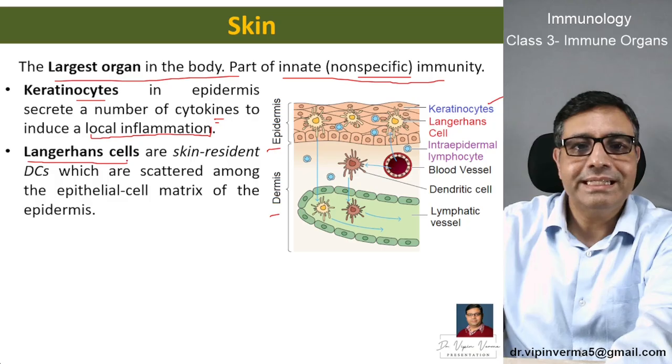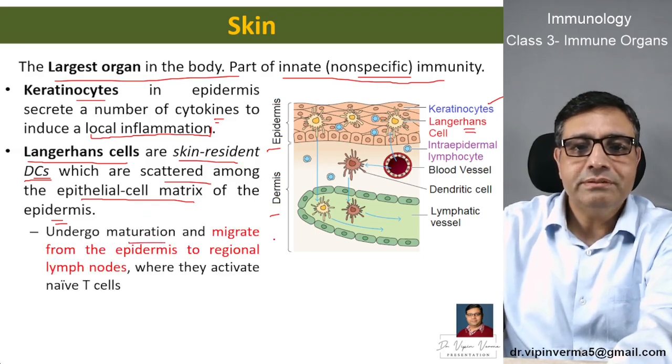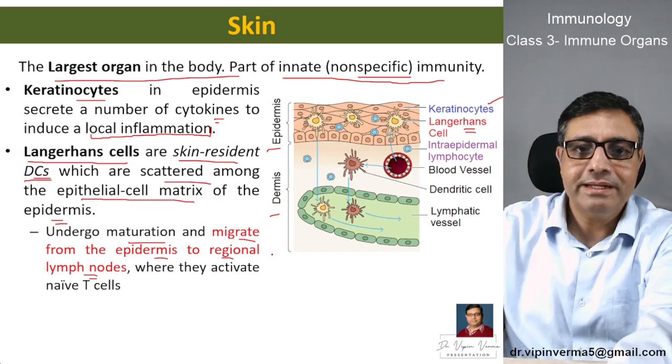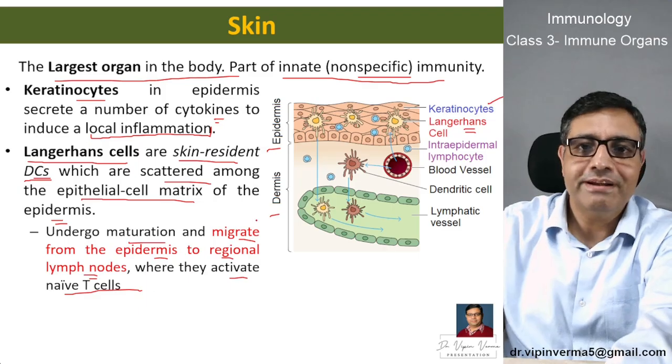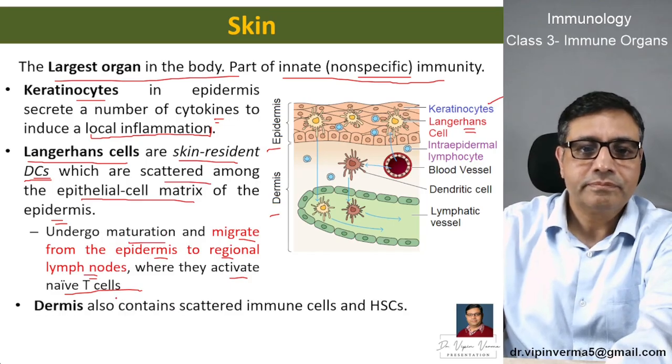Then we have the Langerhans cells, which are skin resident dendritic cells with phagocytic activity, and they are scattered among the epithelial cell matrix of the epidermis. Okay, so in the epidermis you can find these Langerhans cells. They undergo maturation and migrate from the epidermis to regional lymph nodes. After maturation, they migrate, where they activate the naive T cells, because if they have antigen, they will get differentiated, and then they will activate the naive T cells.